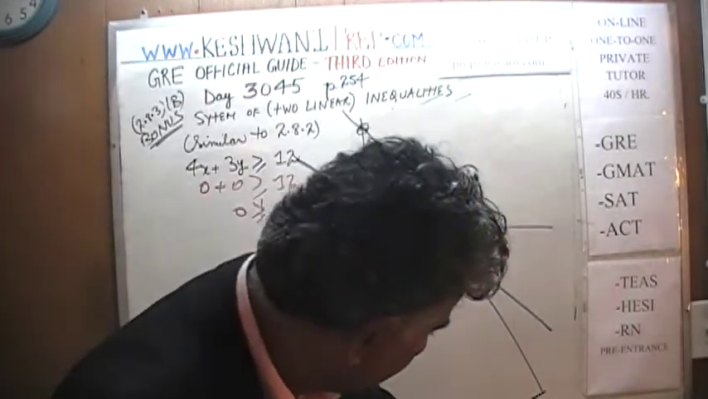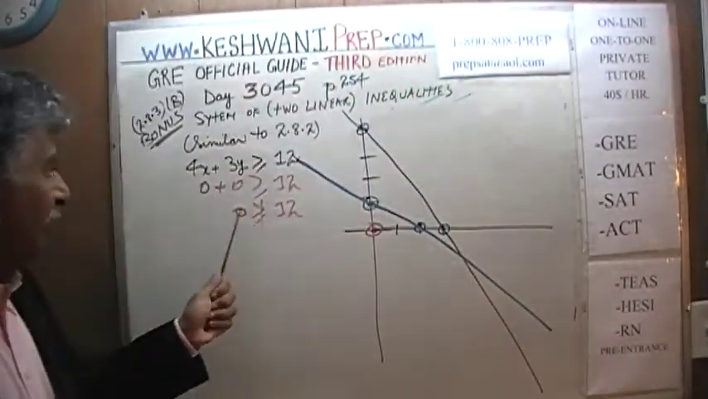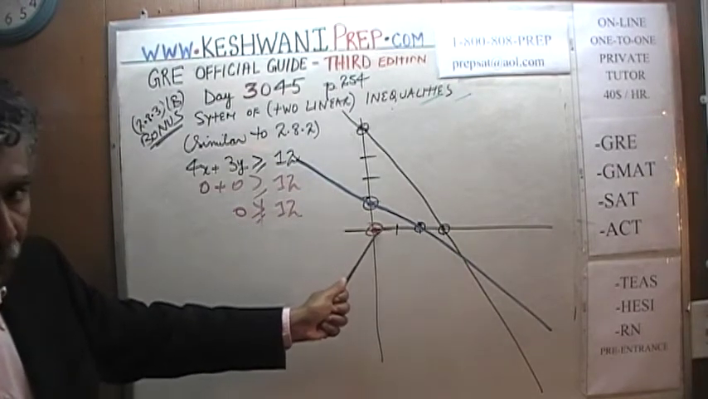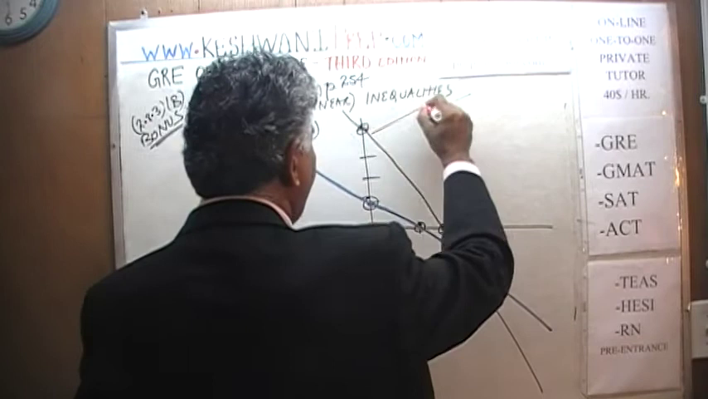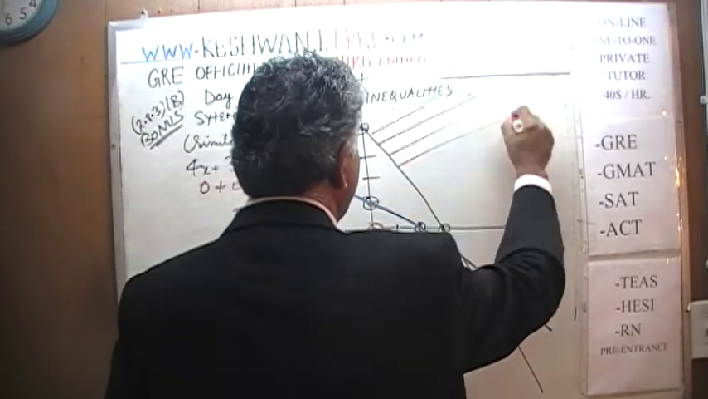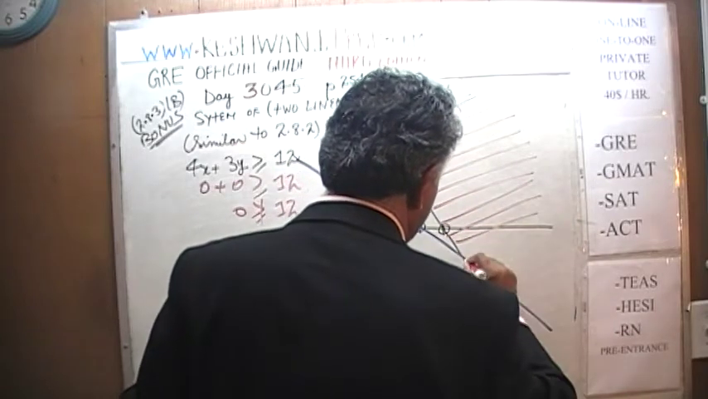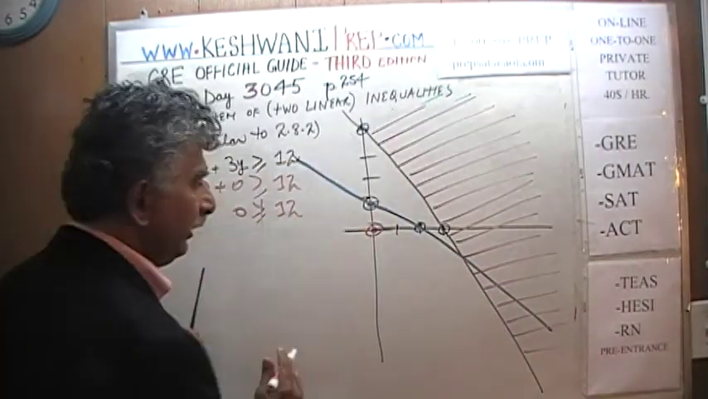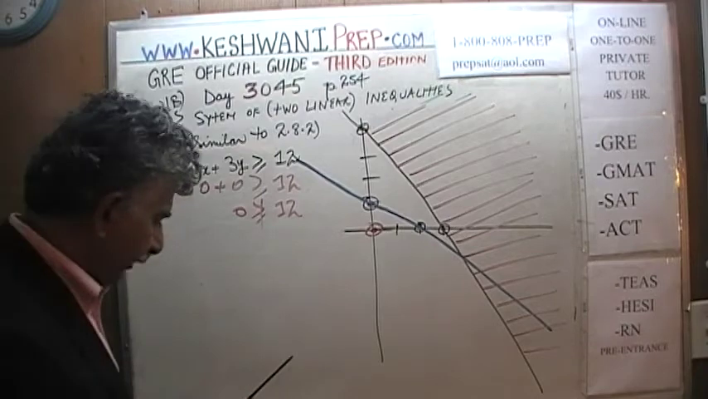What does it tell us? It tells us that 0 does not belong in the solution set on this one. So this black one is what we're talking about. 0 does not belong in the solution set, which means the solution set is not on this side, it's on the other side, you see? Because had we gone this way, you would include 0, and 0 we can clearly see does not lie in the solution set. 0 is not more than 12. Let's do the second one.